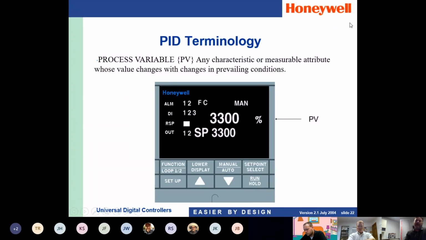Some of the terminology that is pretty common out in the industry that you're probably going to hear at some point or another. The very first one is PV. This is your process variable. This would be like on your home thermostat, your actual temperature that you see on your thermostat. If you're like my house, my family likes to turn that temperature up super high during the winter and basically roast me out of the house.